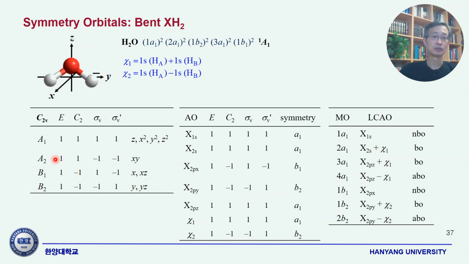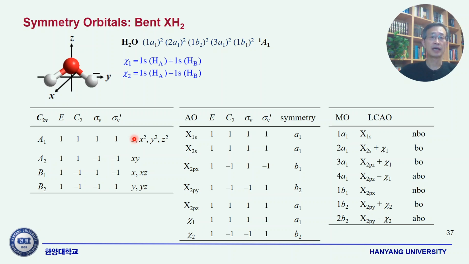antisymmetric, then that's B. So for the C2 operation, A1 and A2 are all 1, symmetric. B1 and B2 are antisymmetric, so -1 here. For the sigma v case, symmetric is 1, antisymmetric is -1. So A1 and B1 are symmetric, A2 and B2 antisymmetric. We just use C2 and sigma v for A1, A2, B1, B2. We don't use this one. We covered this before in the previous lecture.